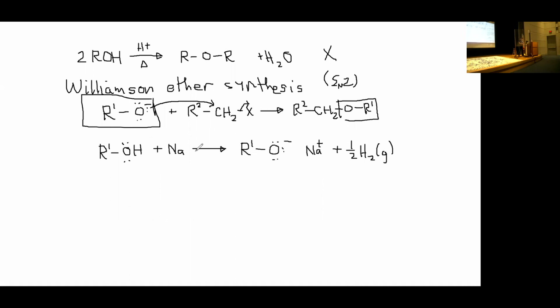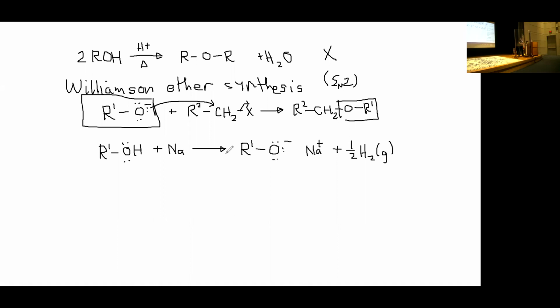But this is essentially a redox reaction. The sodium is oxidized from 0 to +1, and the hydrogen is reduced from +1 to 0, right? That's elemental hydrogen, so the oxidation number is 0. And that bubbles out, and you get a solution of your alkoxide as the sodium salt. So that's one of the more common ways of doing it.